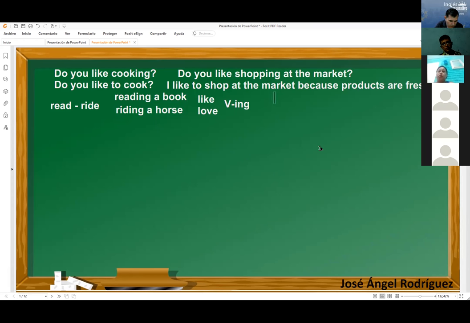Otra. How do you pronounce go? Go. But how do you pronounce the next word? Do. Con U, ¿verdad? Do. Entonces decimos going, pero decimos doing. Doing, not doing, right? Going and doing. Okay.